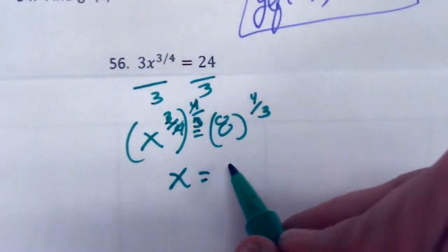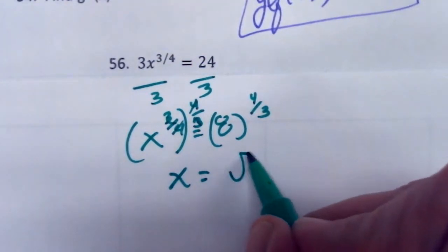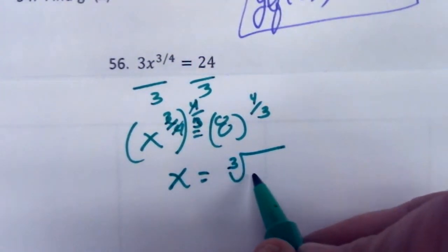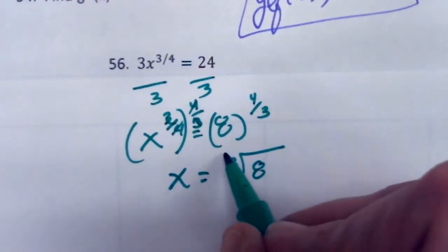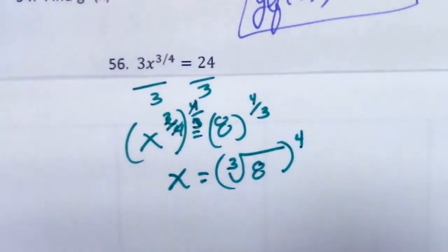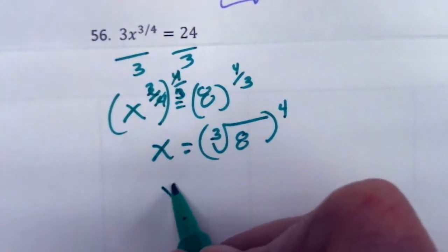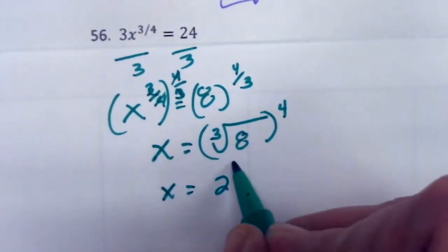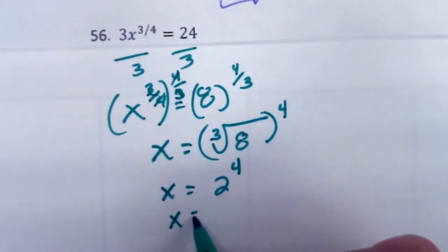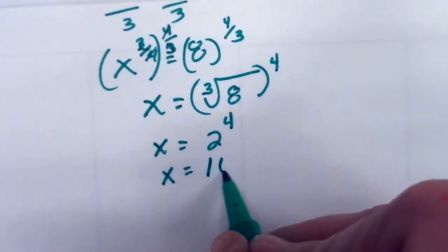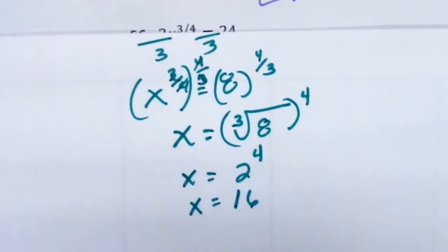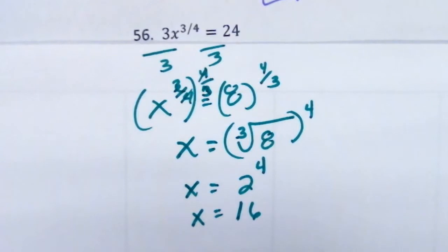8 to the 4/3. Alright, well that can be rewritten in radical form as the third root of 8 to the 4th power. Now all of you guys know that the third root of 8 is 2, so we need 2 to the 4th. 2 to the 4th is equal to 16. Alright, so there's number 56.